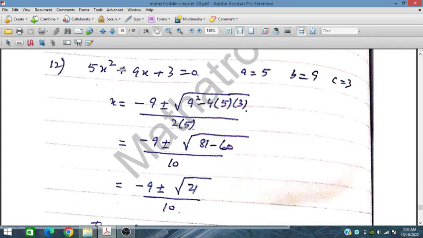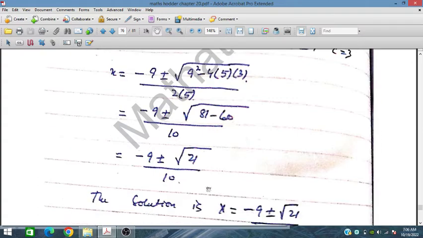This is 5x square plus 9x plus 3 is equal to 0. A is 5, b is 9, and c is 3, so x is equal to minus b plus minus the square root of b square minus 4ac. This is 81 minus 60, so this is 40.